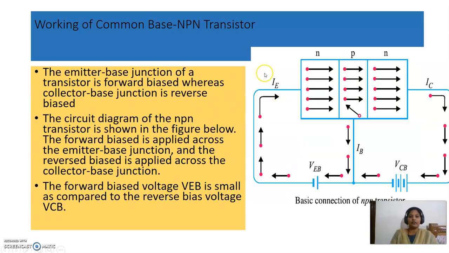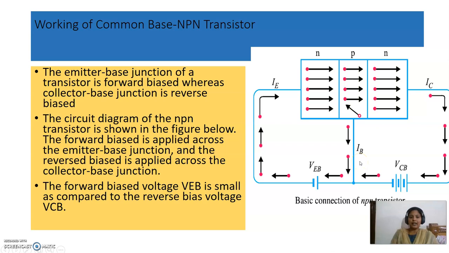Now this is the working of common base configuration NPN: negative, positive, negative. So emitter, base and this is collector. We are discussing in normal mode. So always the emitter base junction is forward biased. Emitter base junction forward bias means N connected to the negative and P connected to the positive here. Base collector junction is reverse biased. So N connected to the positive and base connected to the negative here.